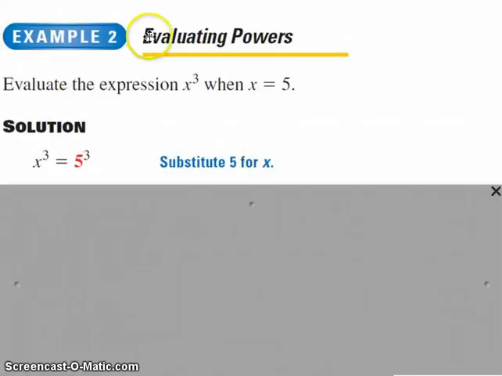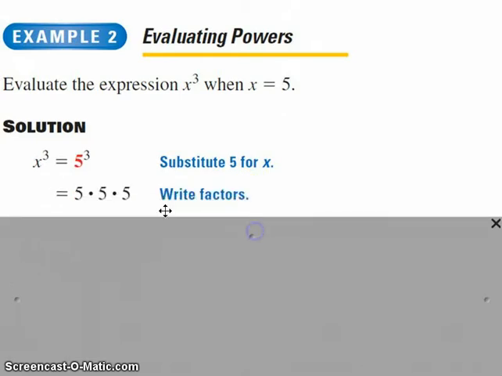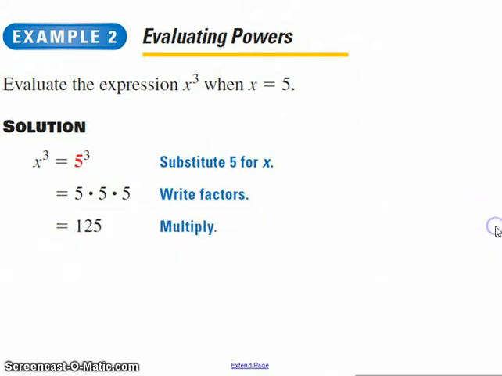Okay, example 2 out of the textbook. Let's say I told you that x is 5, and I asked you to evaluate x cubed. Well, the first thing you would do, like the textbook has, is you would plug 5 in place of x and say x cubed is the same now as 5 cubed. Then you might write out the meaning and say that it's equal to 5 times 5 times 5. And then whether you used a calculator, or I would suggest you should be able to do this with pencil and paper, you would find the answer 125.